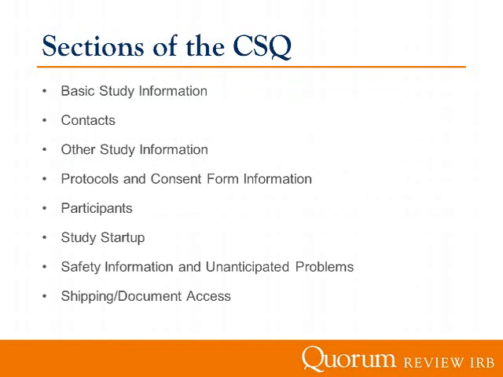Now, the CSQ is currently divided into 8 sections. We have basic study information, contacts, other study information, protocols and consent form information, participants, study startup, safety information and unanticipated problems, and then, of course, shipping document access. We will go over each section in this tutorial in detail.